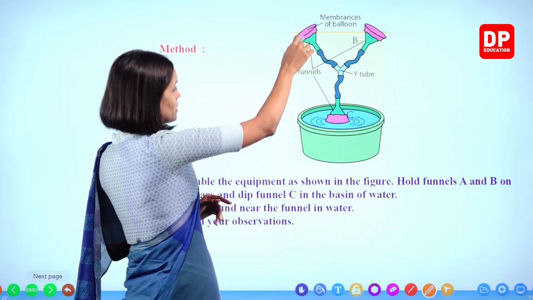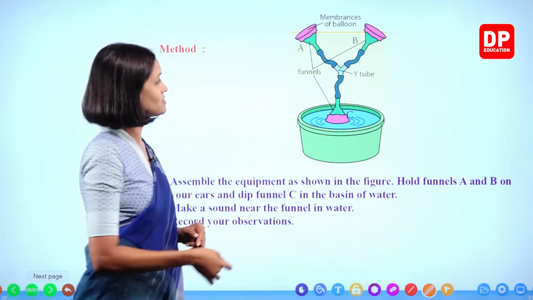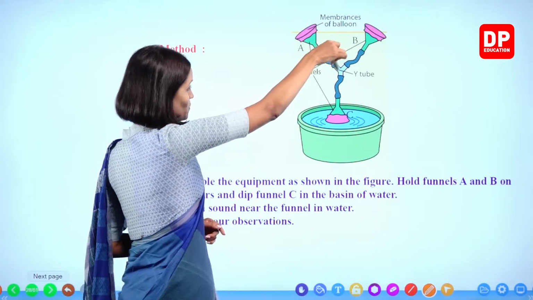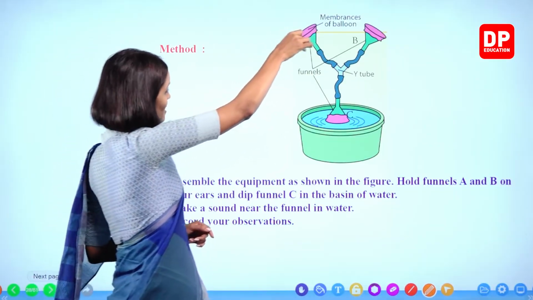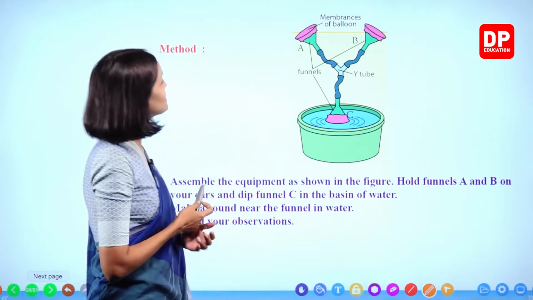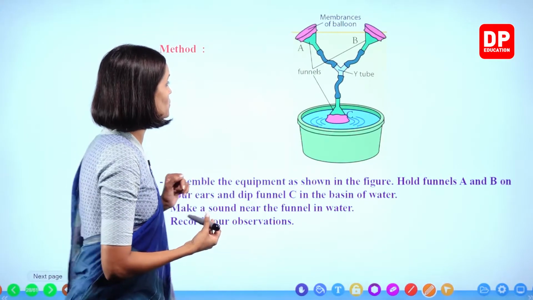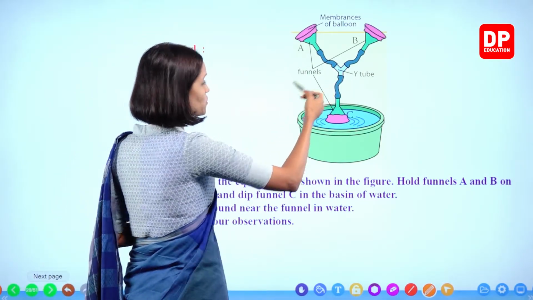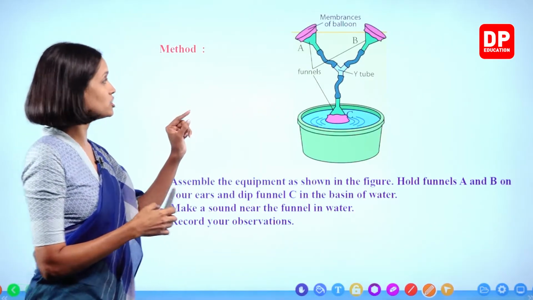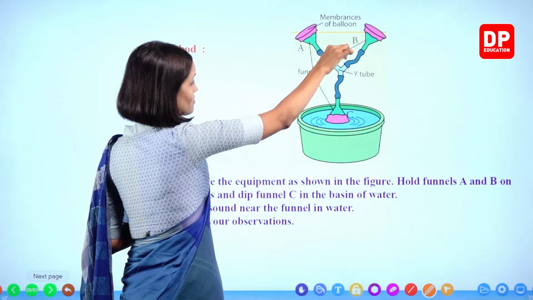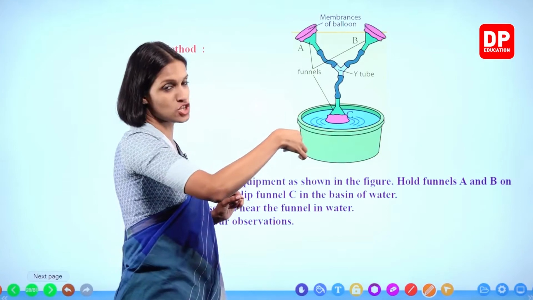We have to make the apparatus like this. Now this looks like a stethoscope, right children? Stethoscope used by the doctors, a bit like that, right? Assemble the equipment as shown in the figure. Now look at this. This is the Y tube. I told you all you need the Y tube to connect these rubber tubes with each other.